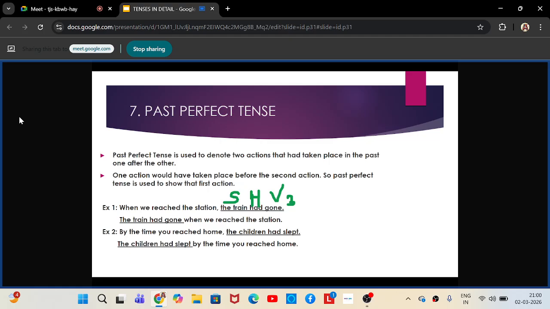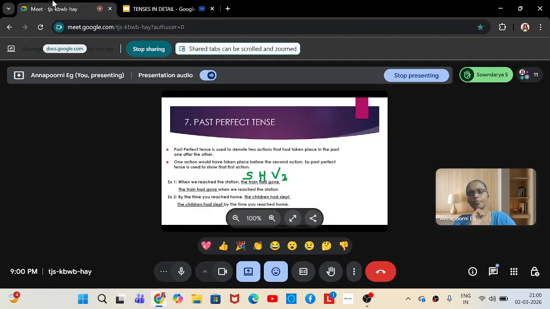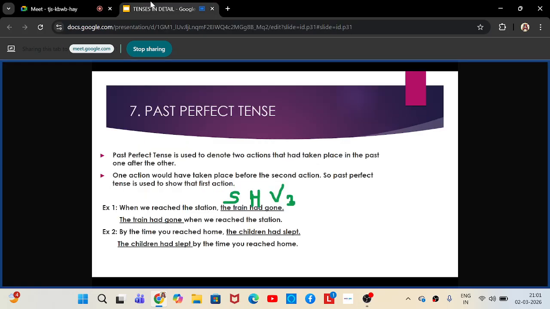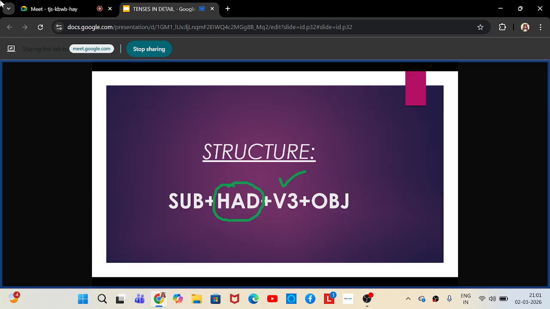Similarly, you reached home, but the children had slept. Which action happened first? நீ வீட்ல போய் ரீச் ஆனதா இல்ல குழந்தைங்க தூங்கினதா? The children slept first. Yes, the children had slept first. So by the time you reached home, the children had slept. So the children is the subject plus had plus V3 is slept. So the children had slept by the time you reached home. So the first action is written using the past perfect tense.